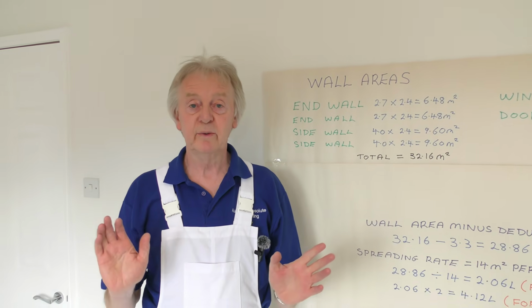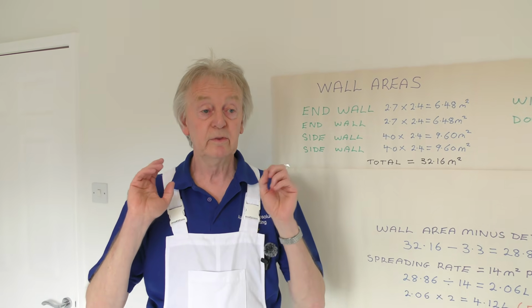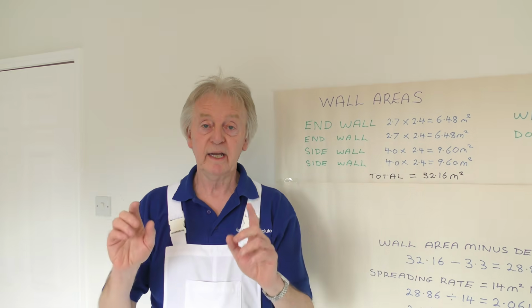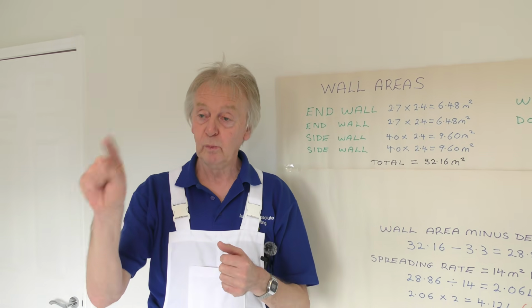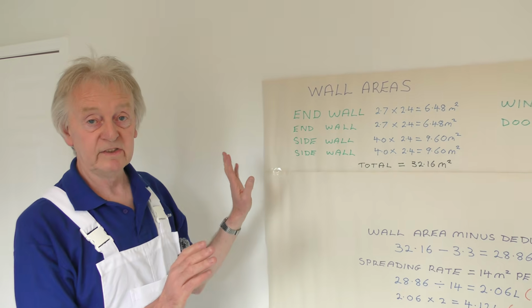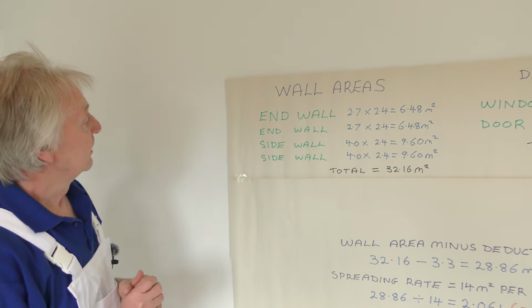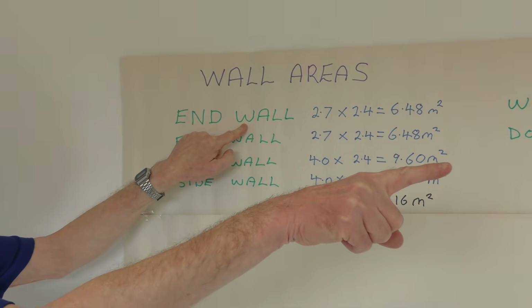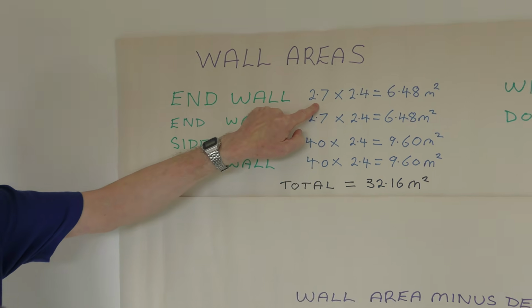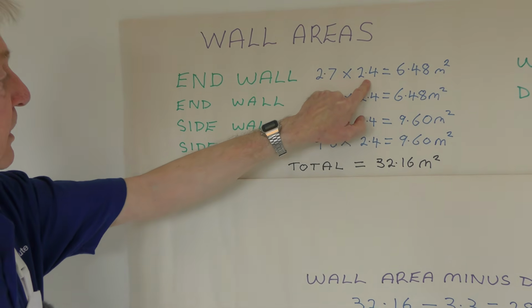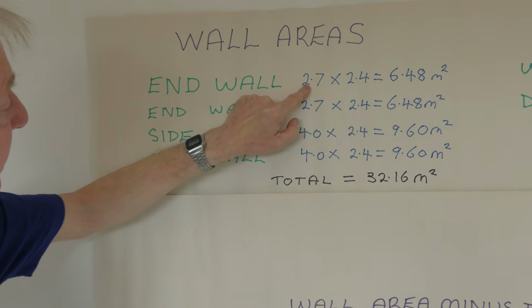Okay, so to do our paint calculations, we're going to need to know the area of all the walls in the room, and also the area of anything we're not going to paint, like the window and the door, so we can take those away from the wall area. I've already done my calculations, so I'm going to quickly talk you through them now. For the wall areas, I started off with that end wall over there, and it's 2.7 metres long and 2.4 metres high. So you multiply those numbers to get the area.